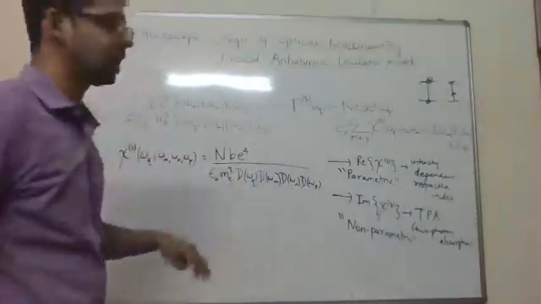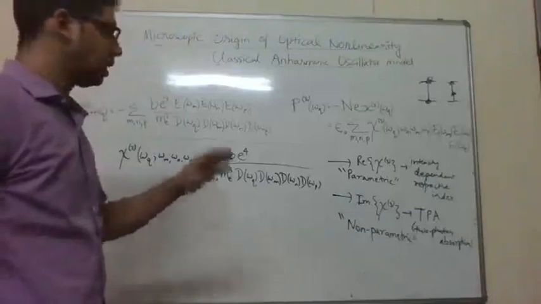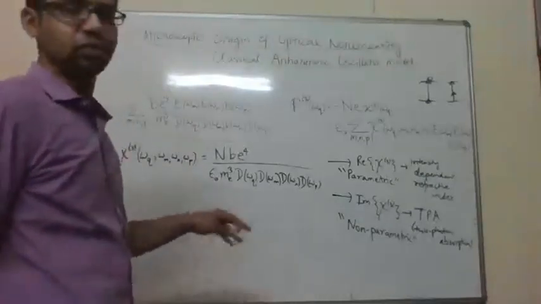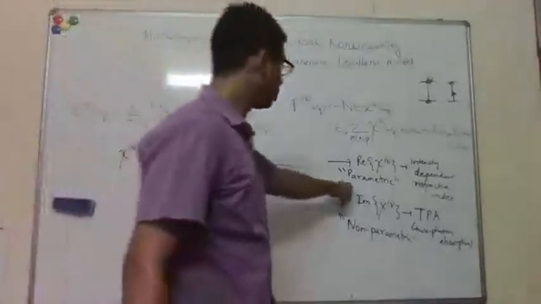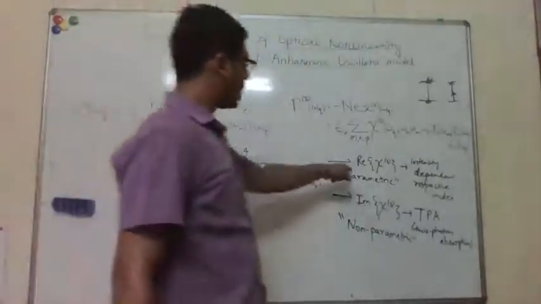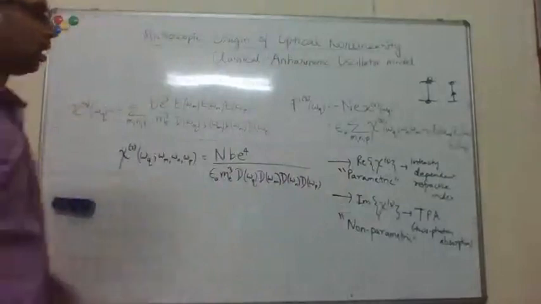Okay? So the material is just acting as some sort of intermediary, and finally everything is happening within the optical fields themselves. So there is no loss of energy from the optical fields. Those are known as parametric processes. And typically the real part of nonlinear susceptibilities give rise to those processes.